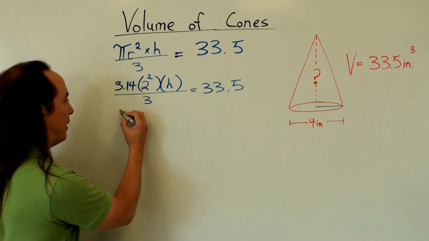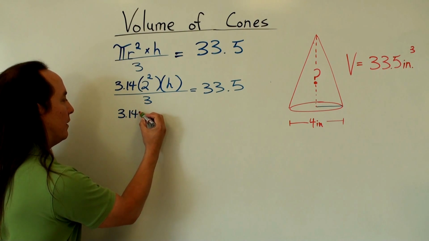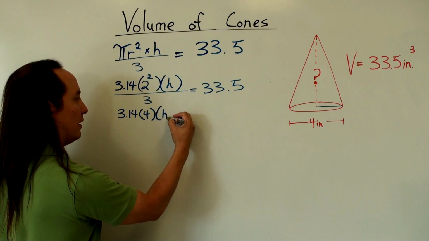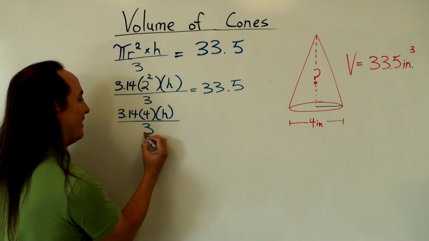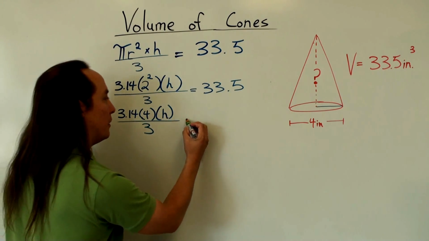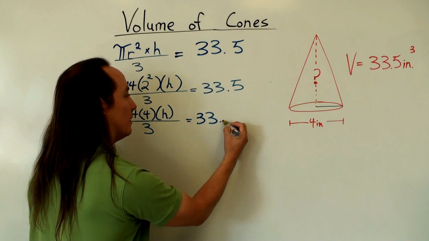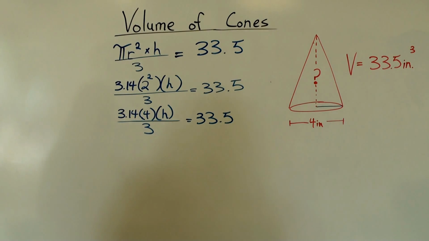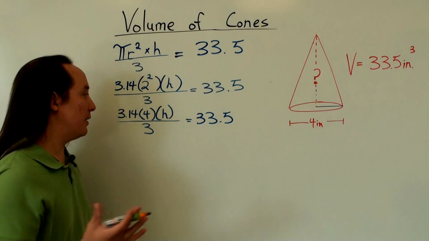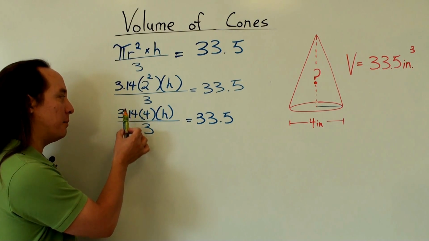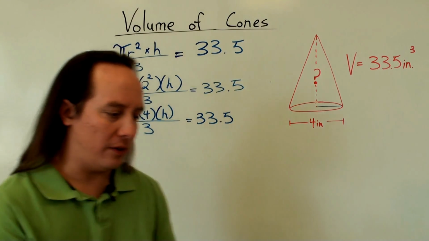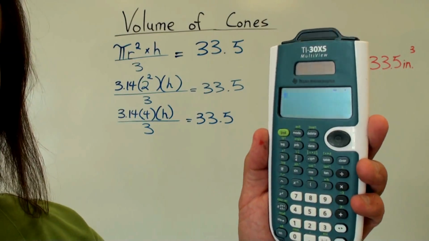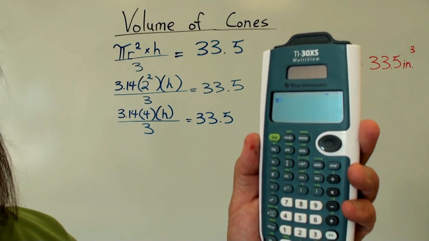So let's just rewrite everything. Here we have pi times 4 times h divided by 3, okay, is equal to 33.5. All right. Now what do I do? Well, there's still some simplifying I can do. I can multiply the pi times the 4, and I'll go ahead and use my calculator to do that. All right. So pi is that little button that I got on this calculator.